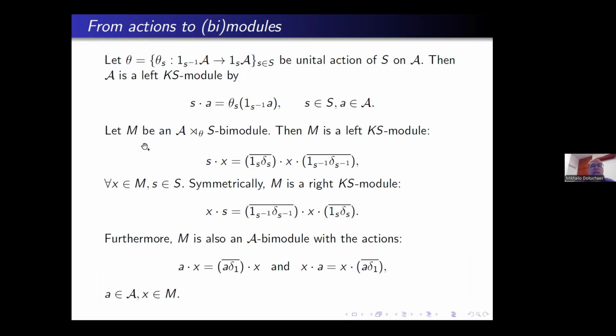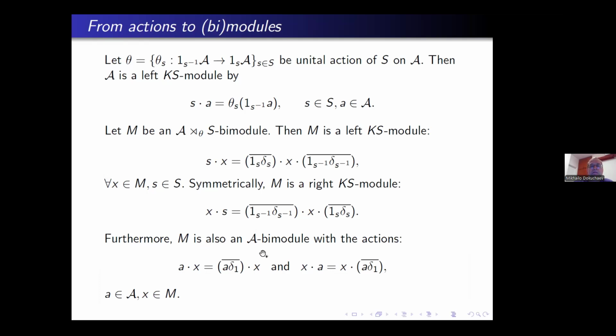And now take a bimodule over the cross product, and we transform it into a left KS module this way. Of course, this needs a calculation. And we also transform it into a right KS module by the symmetric formula. So with a bimodule, we have a left KS action and a right KS action on that. Also, M is an A bimodule.